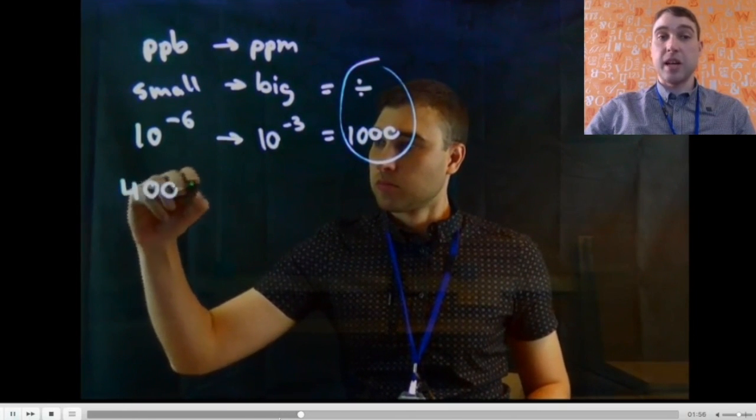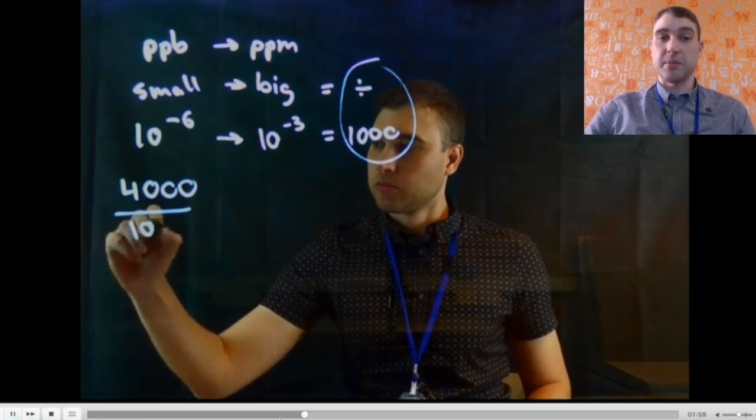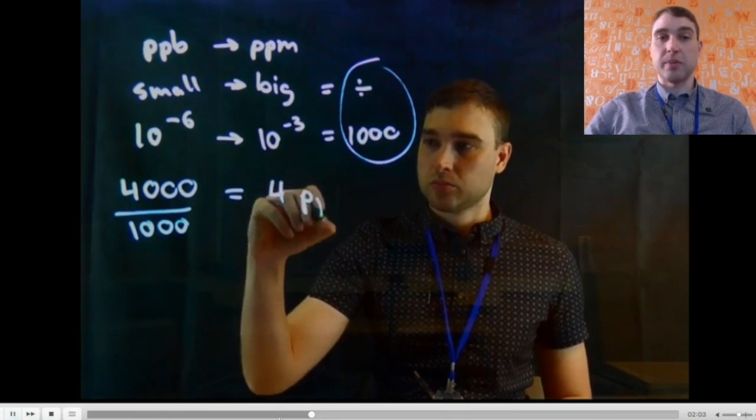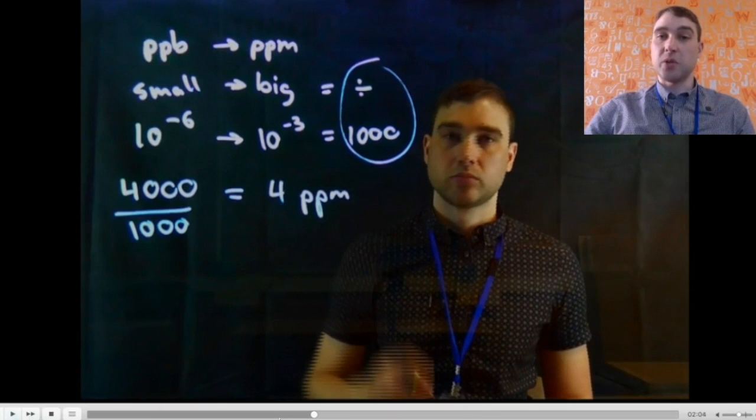So now I write down what I have in the question. We had 4,000 parts per billion in the question. We divide that by 1,000 and we get 4 parts per million. So 4 parts per million is 4,000 parts per billion.